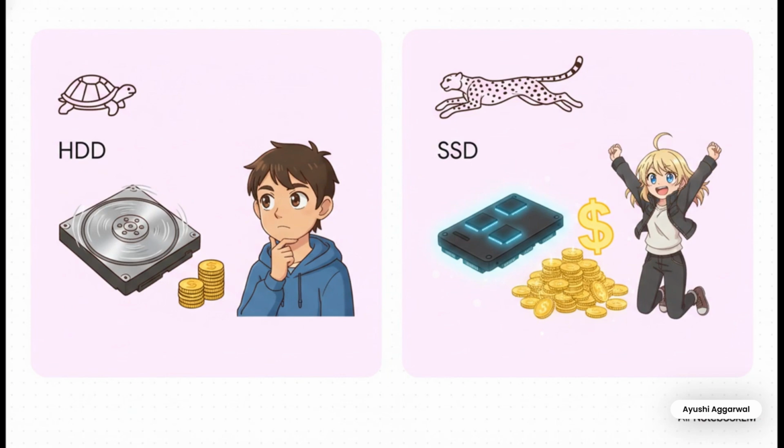HDDs have actual spinning disks and a mechanical arm to read data, kind of like a record player, which is why they're slower. On the other hand, SSDs use flash memory with no moving parts, which makes them incredibly fast. The trade-off? SSDs are more expensive per gigabyte. So for cost-effective mass storage like movies or photos, an HDD is great, but for speed, like for your operating system or apps, an SSD is the best.